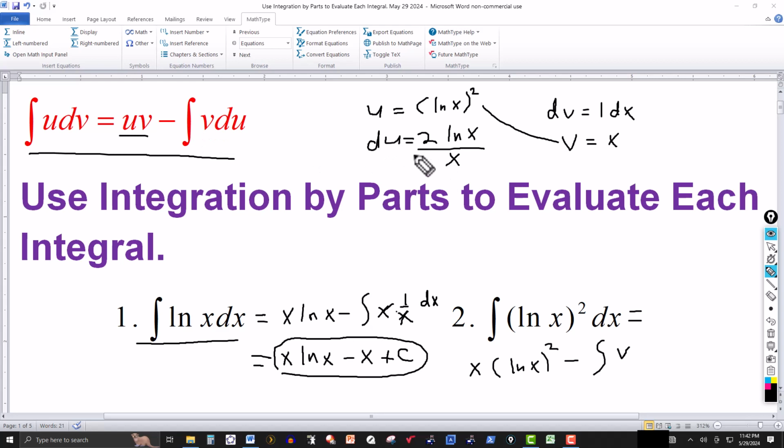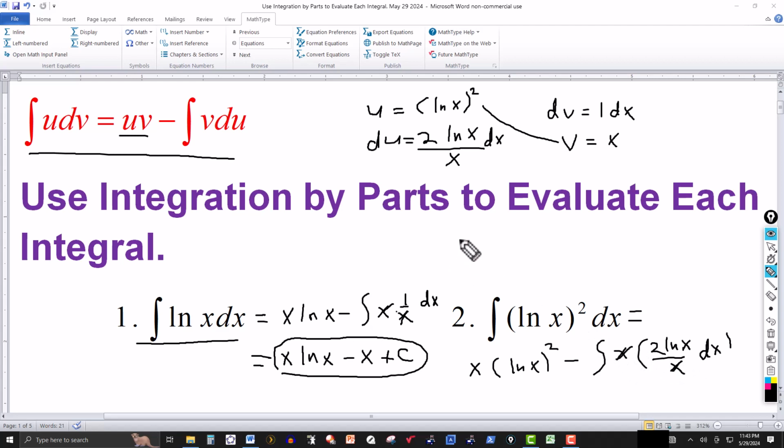So there's your du right here. So I'll put it in parentheses here. This will be 2 ln of x over x. And this one, of course, I need my dx. So I need a dx right here. So I got 2 ln of x over x dx. And of course I know what the v is. I have to put v here, but I know that v from this step here is x. Put an x right here, and the x and this x cancel.